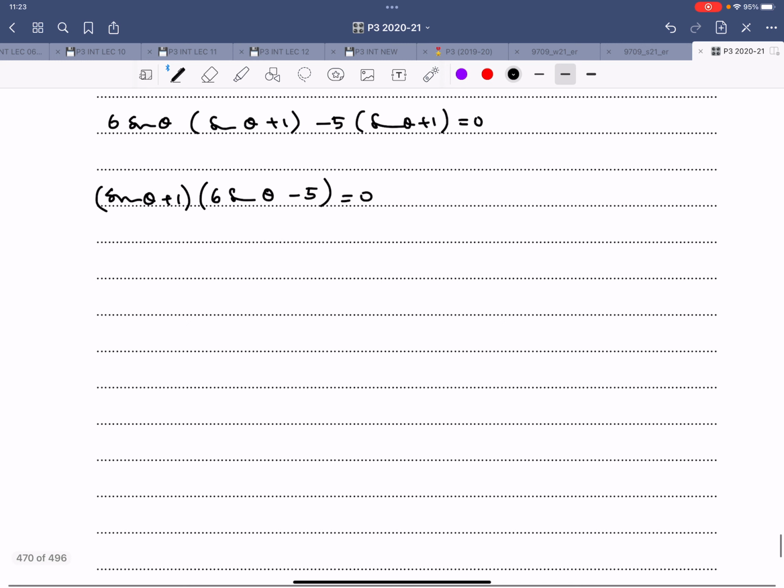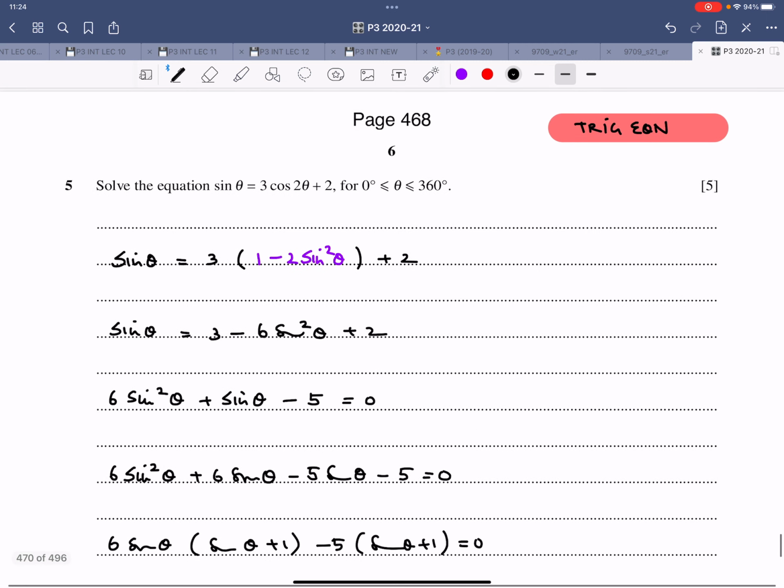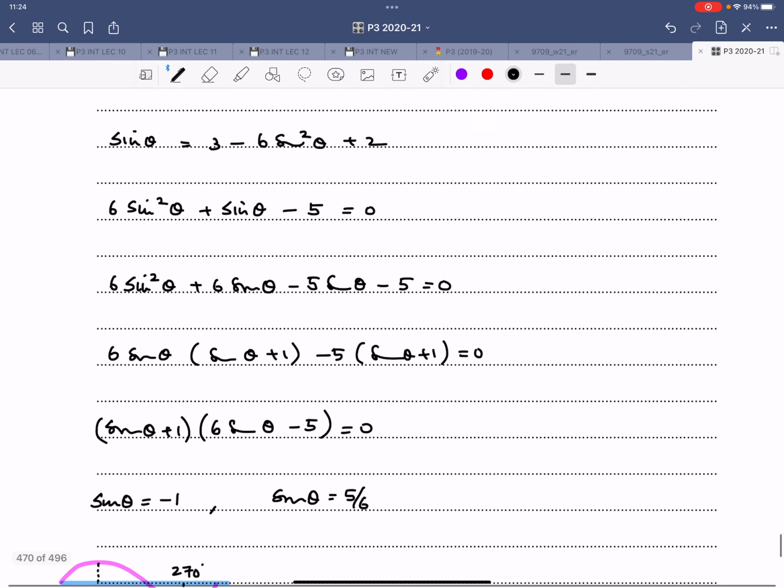In other words, sine theta equals negative 1. In other words, sine theta equals 5 by 6. Now when sine theta equals negative 1, this is basically using a graph. You have this graph, not an equation, and you know at what values sine is negative. Sine is positive 1 at 90 and negative 1 at 270 degrees. So this is 270 degrees and you get a negative 1, and your range is between 0 till 360. So this is one answer.